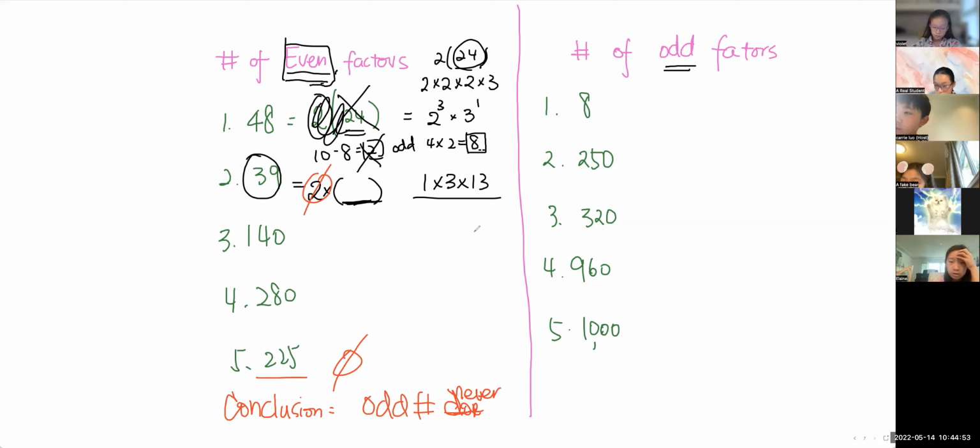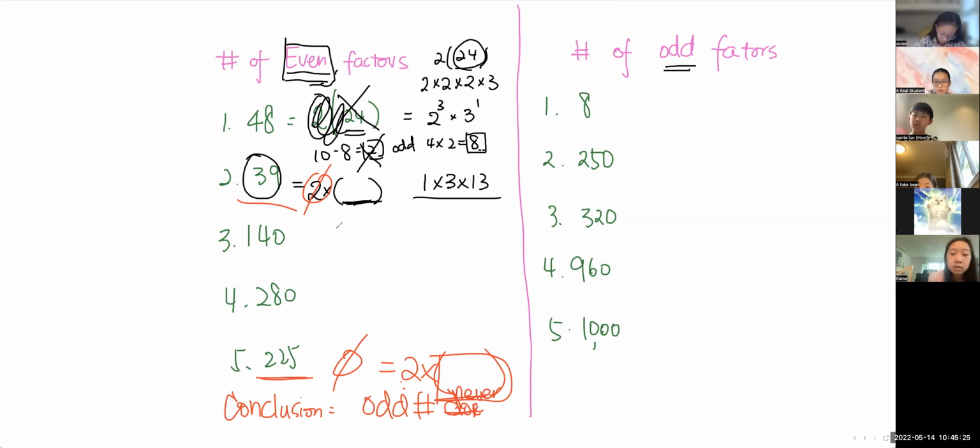you know everything, correct? Because 39 and 225 are odd numbers. An odd number can never be written as 2 times whatever. The whatever is the number of even factors. But if we cannot write it as 2 times whatever, that means this number never has any even factors. All the factors it has are odd factors. Get it, everybody? So that's pretty easy, right?